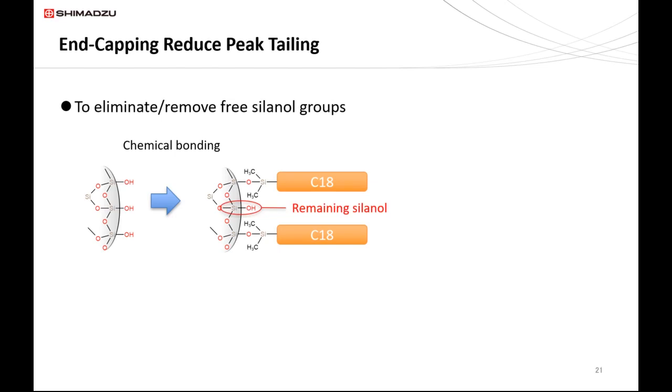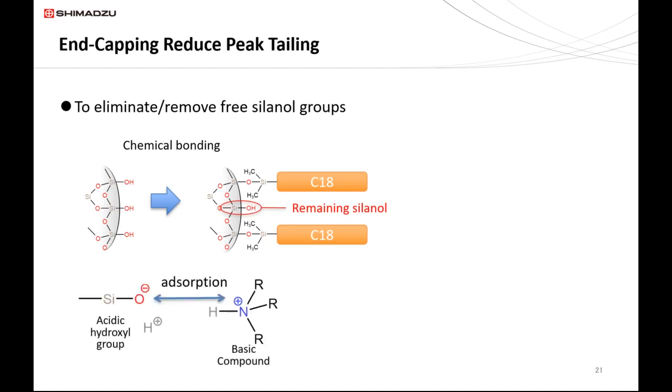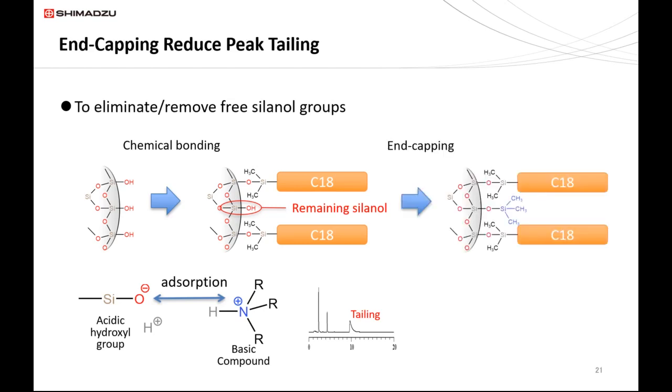These free silanol groups can cause adsorption of basic compounds, for example, compounds with amino groups, which can result in pigtailing problems. To reduce this effect, one of the ways is to perform end capping. End capping covers the free silanol group, usually by reaction with trimethylsilyl chloride, preventing the unwanted adsorption effect.